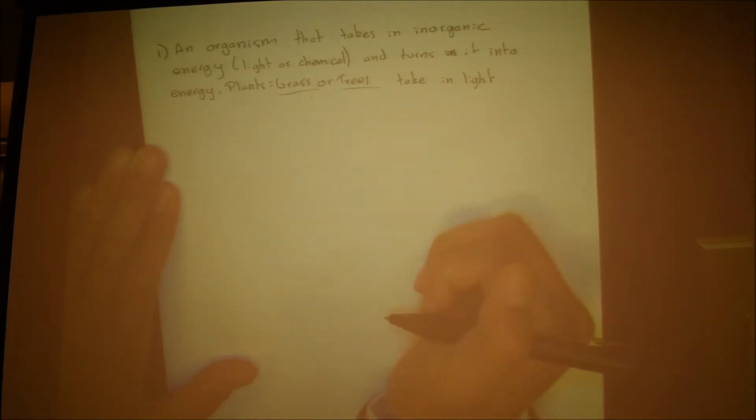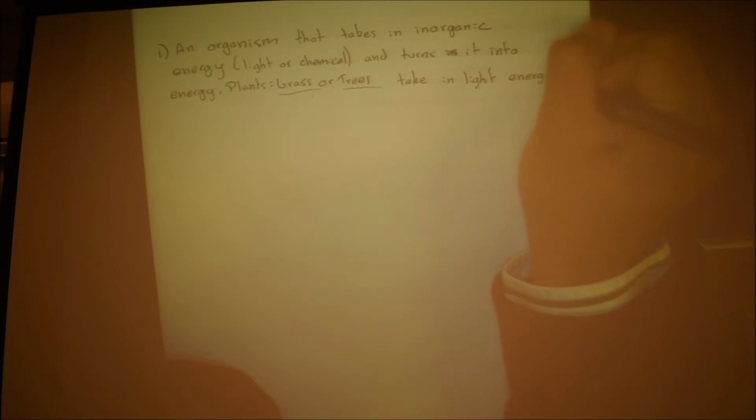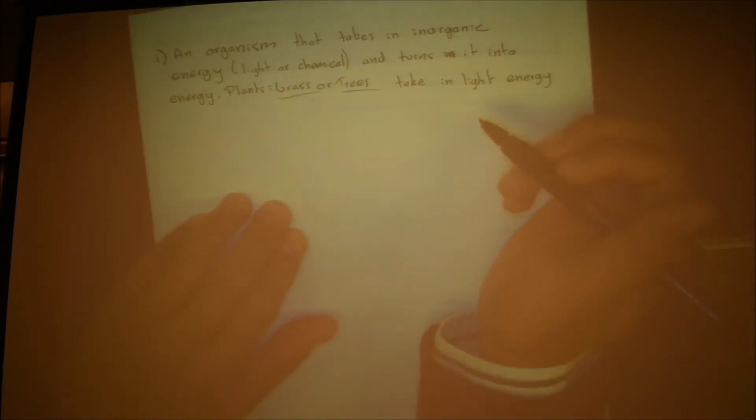And what is that process called when they take in light energy and turn it into sugar? Photosynthesis, that's right. Alright. Sweet. So plants, grass or trees, taking light energy. The other things include chemotrophs, right? So chemotrophs.